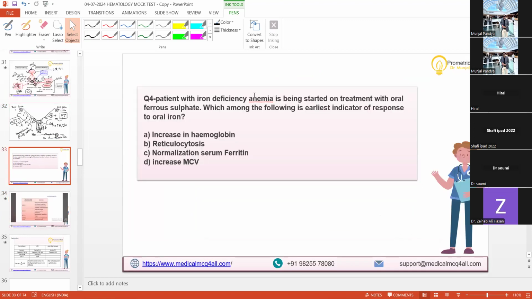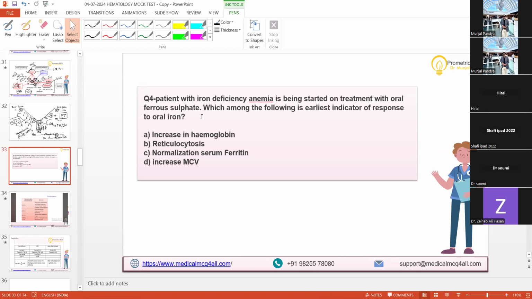Fine. Next question: a patient with iron deficiency anemia is being treated. Very simple question. A patient with iron deficiency anemia is being started on treatment with oral ferrous sulfate. Which of the following is the earliest indicator of response to oral iron? So I'll make it simpler. You have one patient who has iron deficiency anemia. You started oral iron. Now you want to monitor the response. What is the parameter by which you know that this iron deficiency is improving, or this iron is acting on the patient?